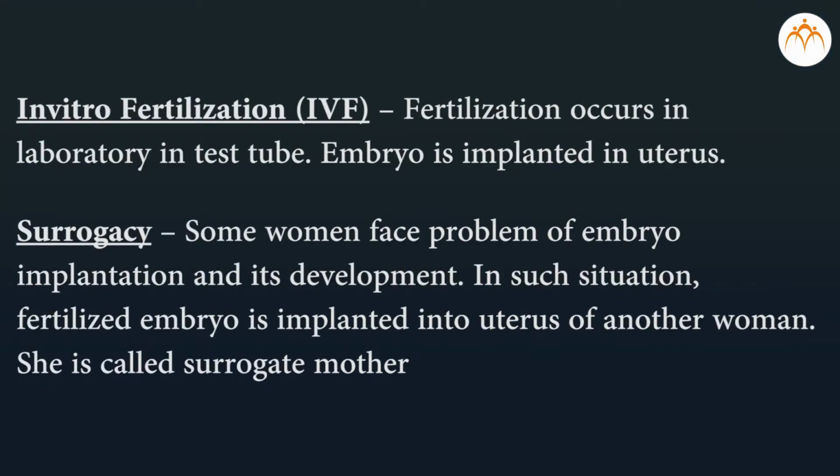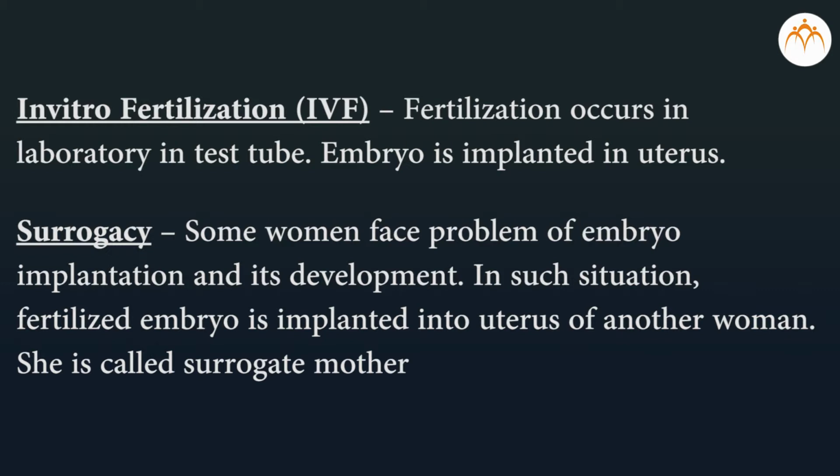Modern technology. Sometimes it is seen that couples cannot have children due to several reasons. But now, due to advancement in medical science, there are solutions to this problem. First, in vitro fertilization, IVF. Fertilization occurs in a laboratory in a test tube. The embryo is implanted in the uterus.